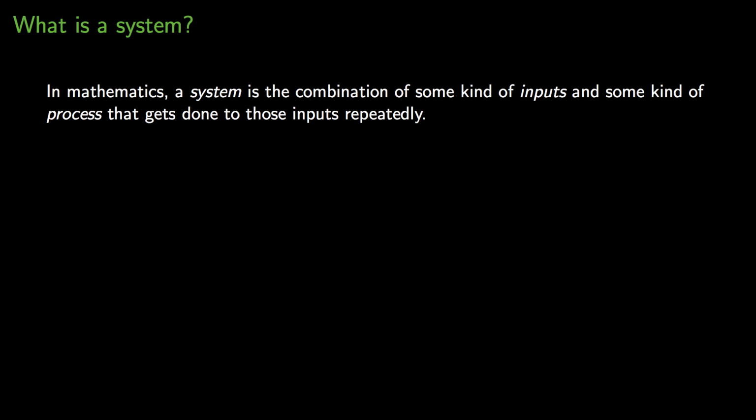So the word system is pretty general, but it does have a specific meaning within mathematics. It's a combination of inputs and a process. You have to have both of those things. The process is going to get done to the inputs repeatedly. When you have those two things, you have a system.